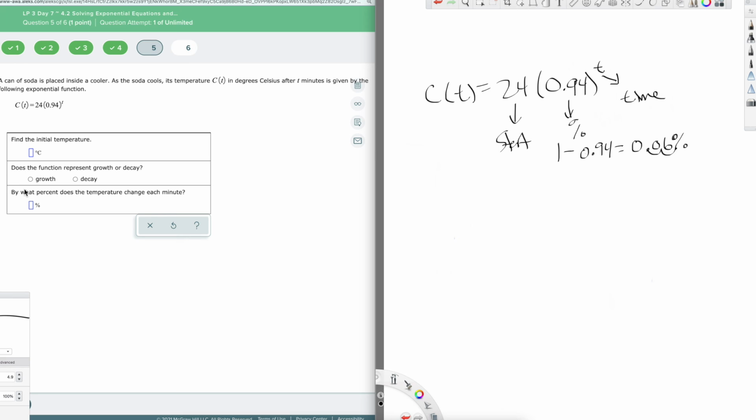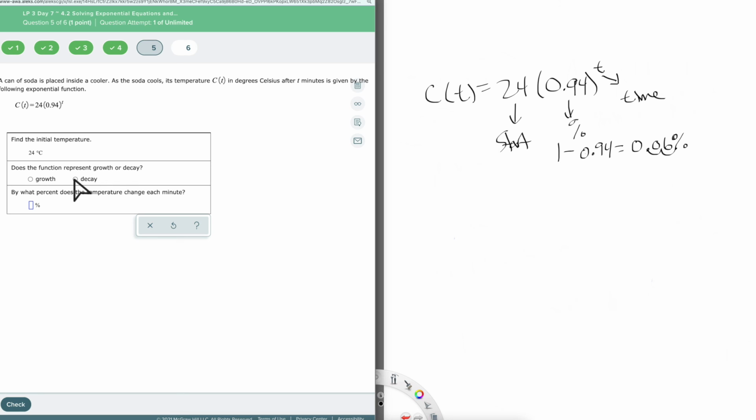We need to think about what we know about this problem. So now let's go over here and say, find the initial temperature. All right, well, my starting point was 24 degrees. That's what I started with. It's decaying because this is not 100%. It's less than 1. So that's a decay. And it's decaying not by 94%. It's decaying by 6% each minute. Remember, we subtracted that from 100, just to see what the difference was there. And that means it's going down by 6% each time.